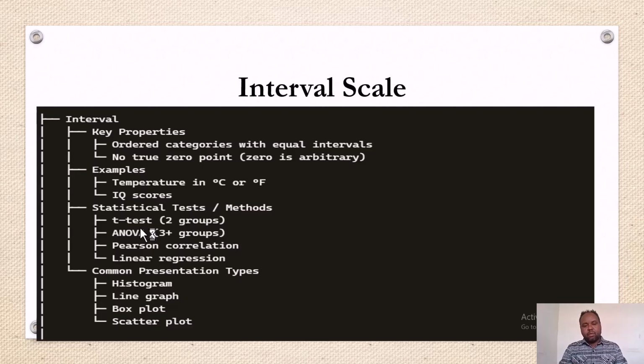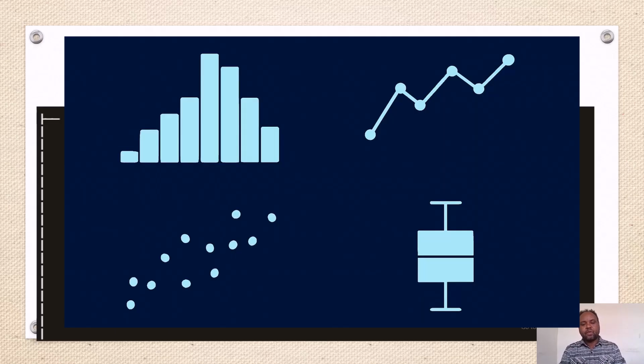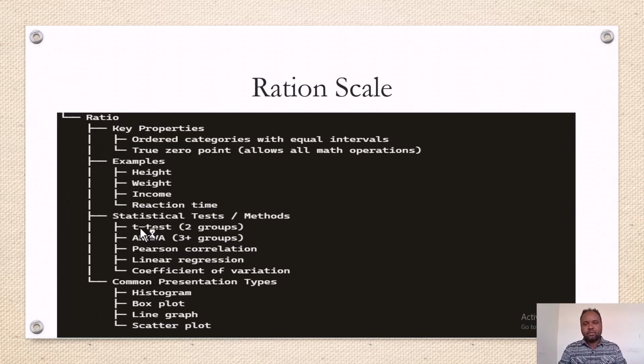What are the appropriate presentation types now for interval scale? For interval scale, we can make use of presentation types such as histogram, line graph, box plot, scatter plot. Now, the last but not least is the ratio scale, which is the highest scale. Right? This is the highest scale, whereas nominal is the lowest scale, based on the richness of the properties.